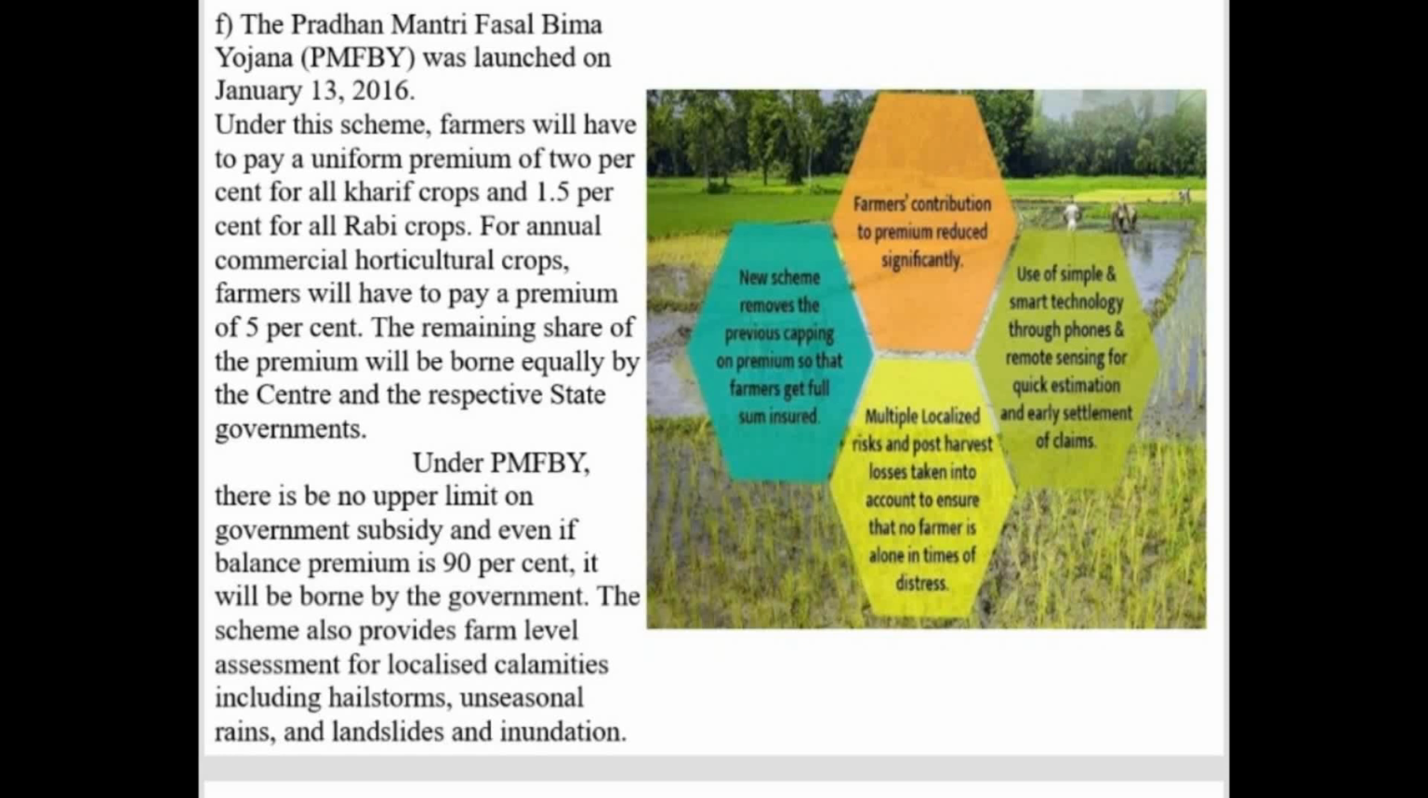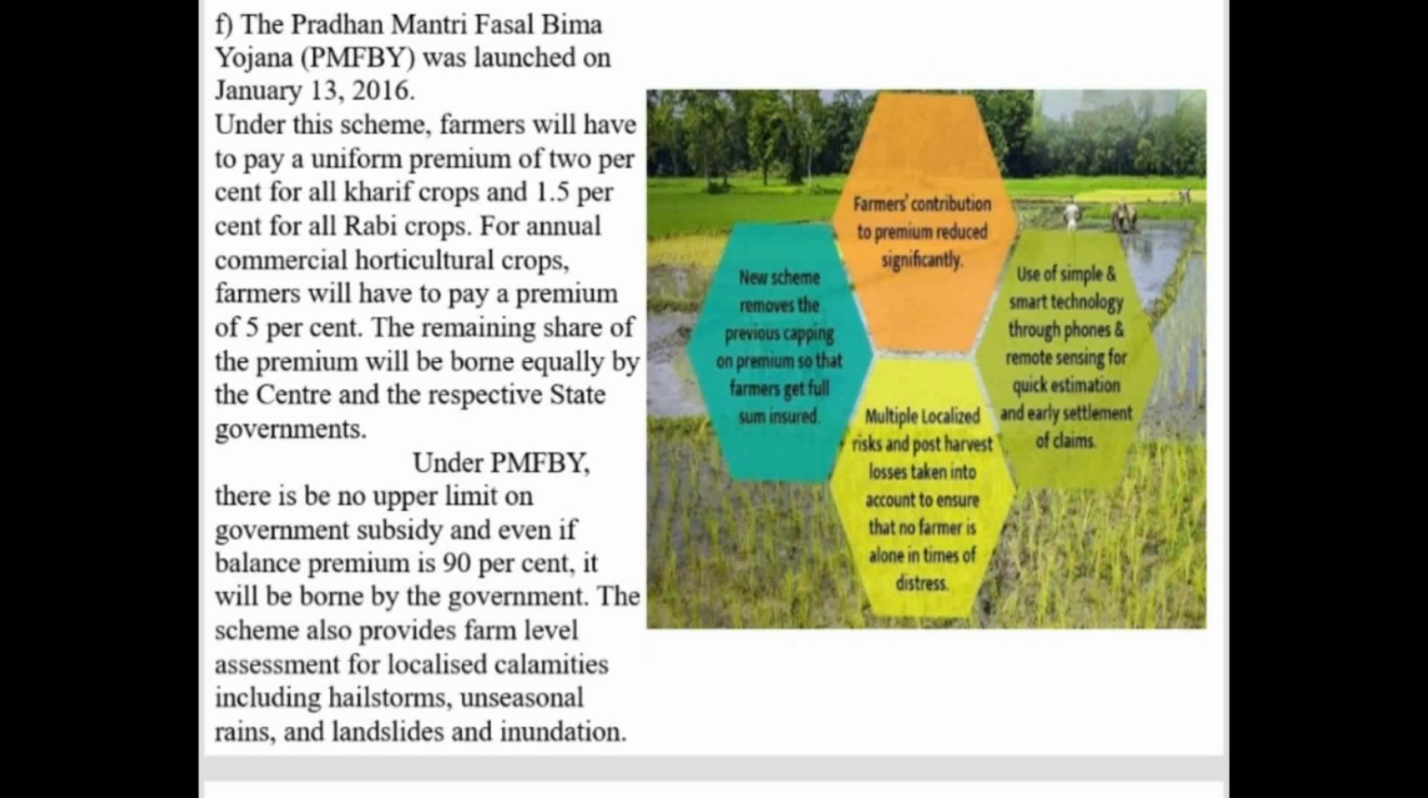So under this program, not only is insurance coverage done, but this program will also cover the farm level assessment of calamities, including hailstorms, unseasonal rains, landslides, and inundation. That means, during natural calamities, crops and all will get damaged. When they get damaged, the assessment of that land, how much crop has failed, how much compensation has to be paid, how much the insurance companies have to pay, all such things will be looked after by this program only.